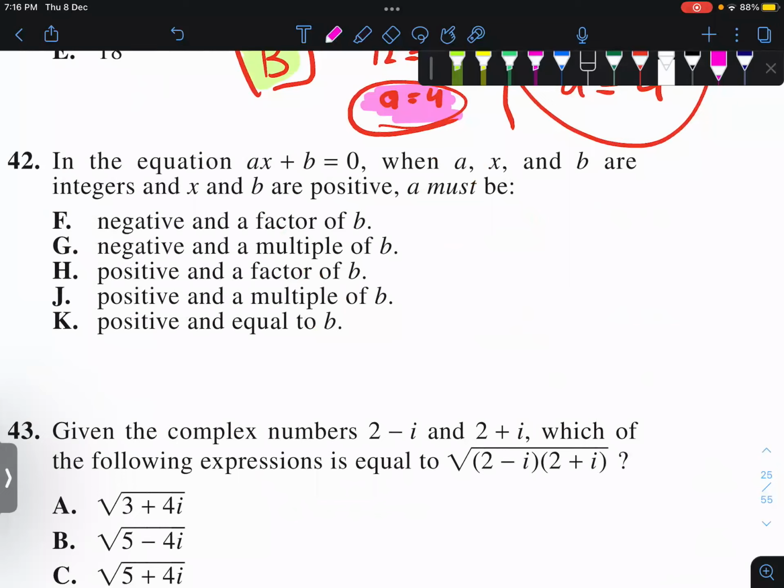Yes, the a must be what? Negative, and should be a factor of b to give us 0. Okay, and because we have positive b.